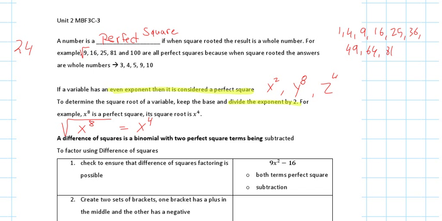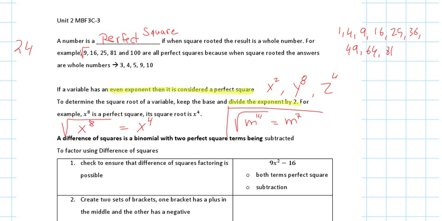Okay? So, give me an even exponent. M to the power of, give me one. Even. 14. If you want to square root that, what do you get? M to the power of 7. Okay? Because to find the square root of that, you divide your exponent by 2. Is that clear?